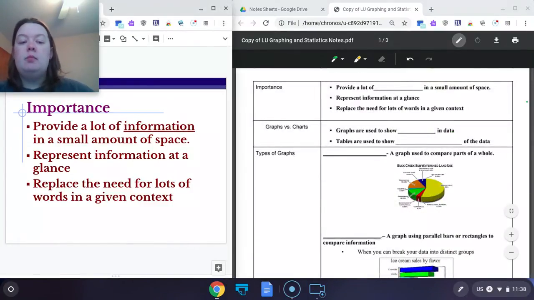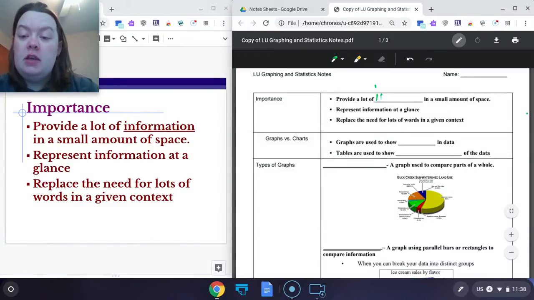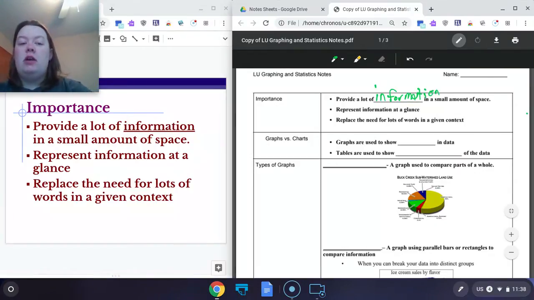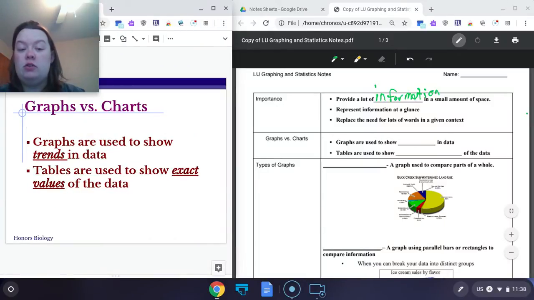So, the importance of a graph is it can provide a lot of information in one space. You do an experiment, you get a lot of data, you can put it right in a graph, and someone can just take a glance at the graph and get a lot of information. It's a very easy way to represent all the information that you have, but you don't need a lot of words to explain it. So it's easy on you, as in you don't have to write as much, but it's also easy on the person that's viewing it and trying to understand the data that you've collected, because all they have to do is glance and they can get a general idea of what you're trying to express.